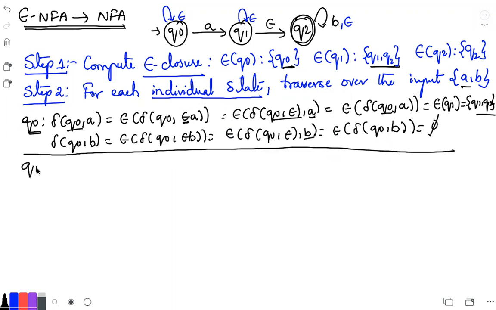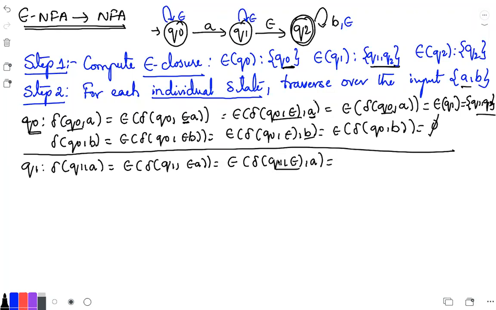Now Q1. Delta of Q1 on A is the epsilon closure of delta of Q1 on epsilon comma A. Q1 on epsilon is the epsilon closure of Q1, which is Q1, Q2. So Q1, Q2 on A: Q1 on A and Q2 on A give nothing, right?